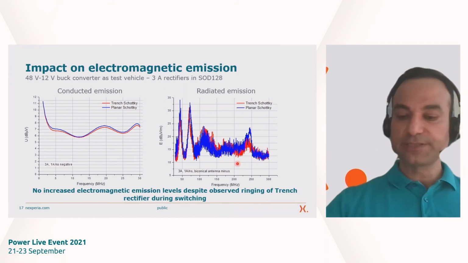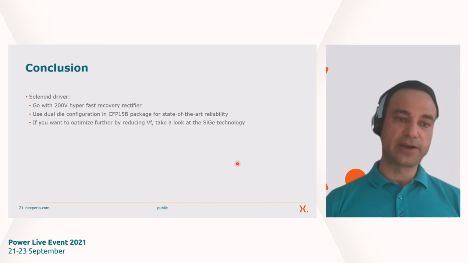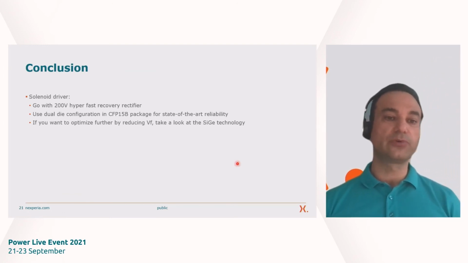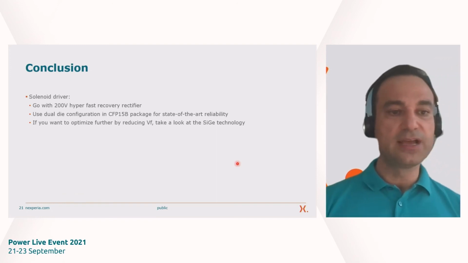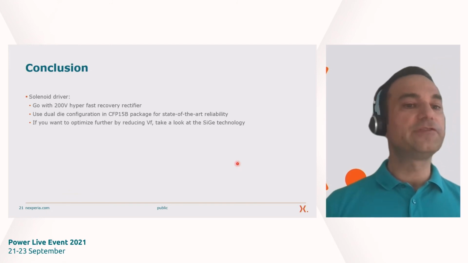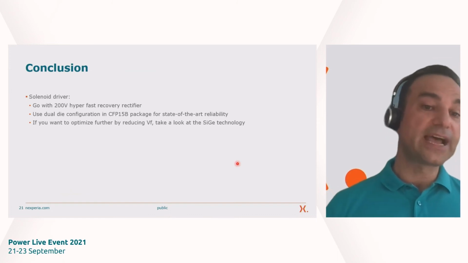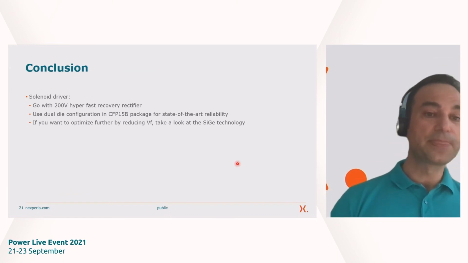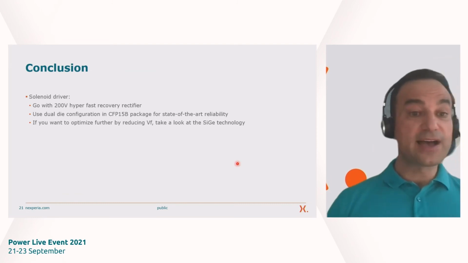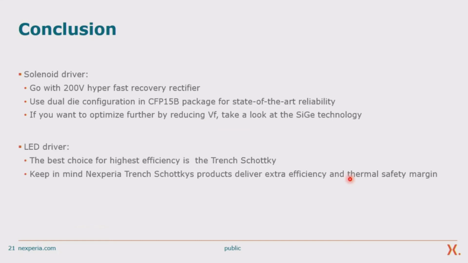And this brings me to the conclusion of my talk. So regarding solenoid drivers, I would recommend to use 200 volt hyperfast recovery rectifiers. If you go for dual die configured products in CFP15B, you could also benefit from state-of-the-art reliability and also board level reliability. And if you want to optimize your design even further, take a look at the silicon germanium technology. In terms of LED drivers, I highly recommend to use trench Schottky devices.